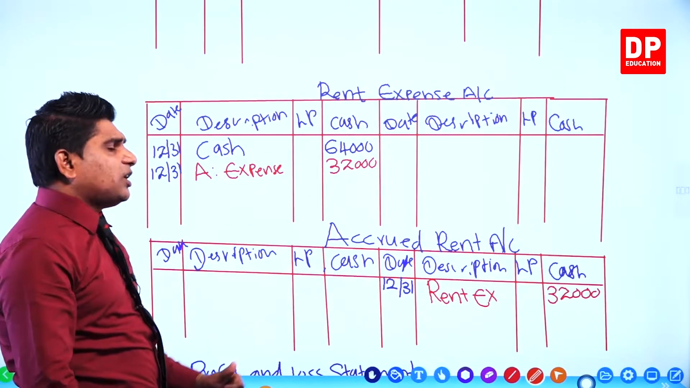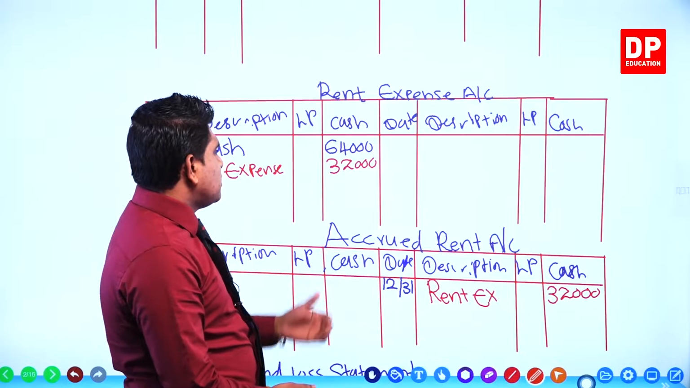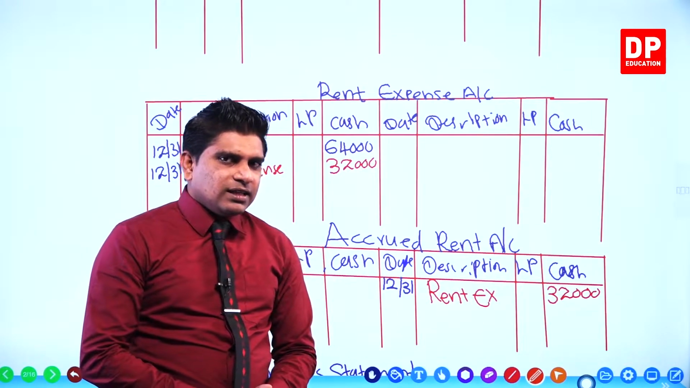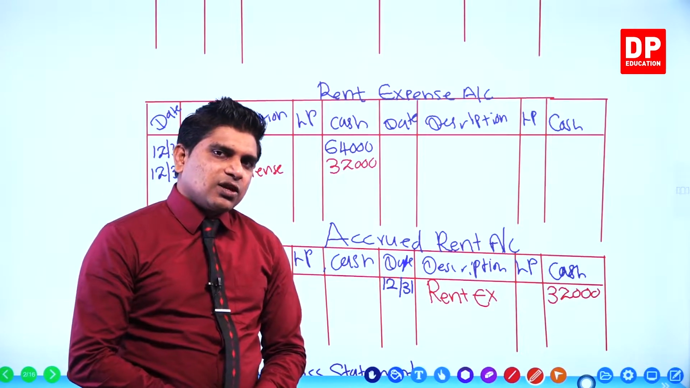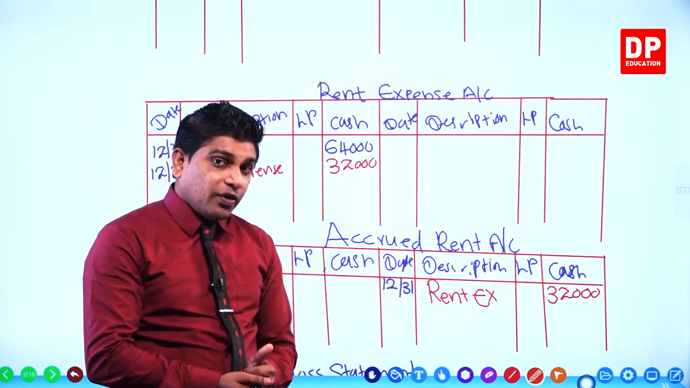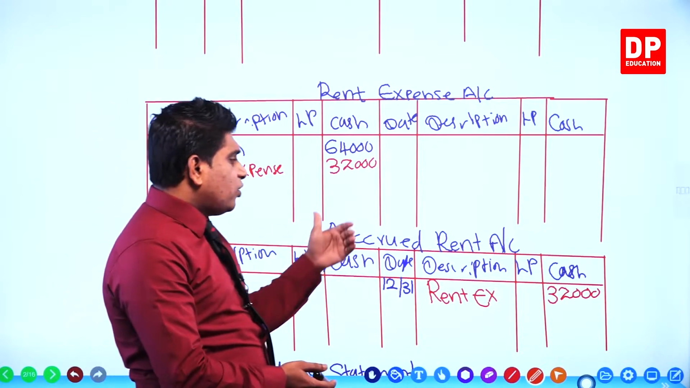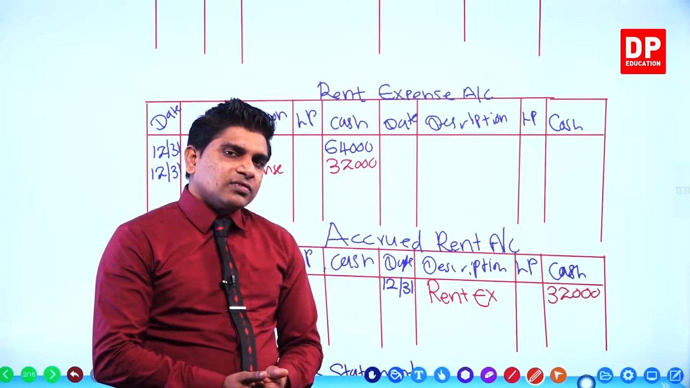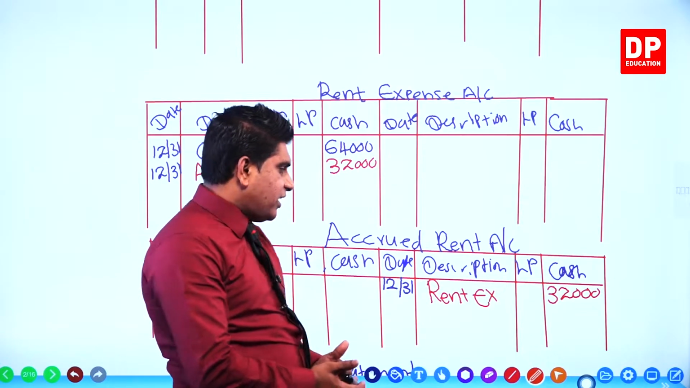Now tell me how much the total rent expense for the year is. 64 plus 32, 96,000. It is the amount to be recorded in the profit and loss statement, right? Only the accrued portion is a current liability. It goes under the statement of financial position under the current liability, right?